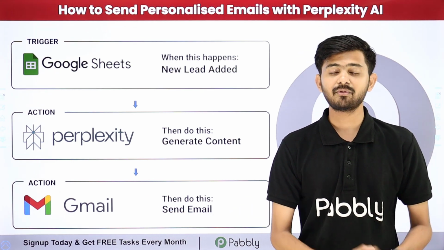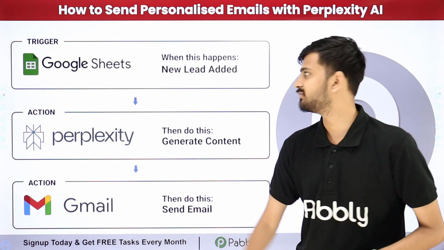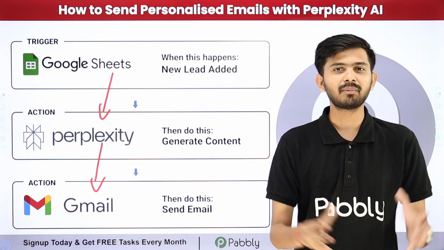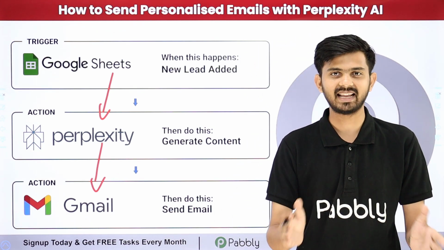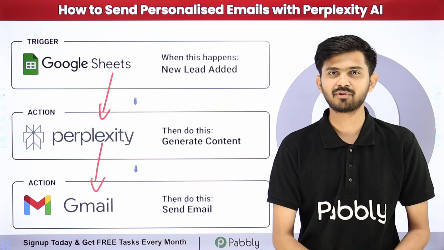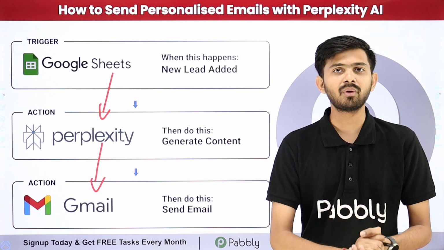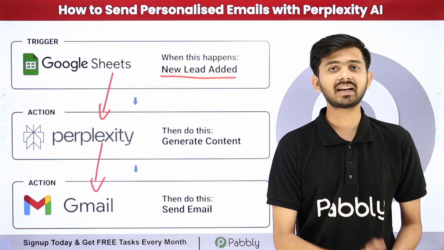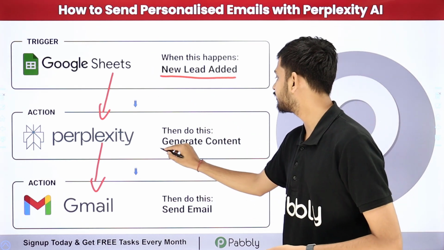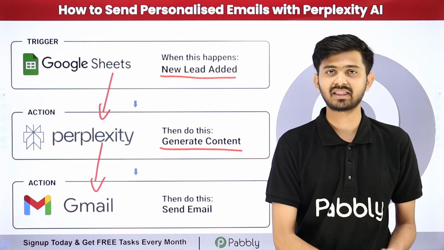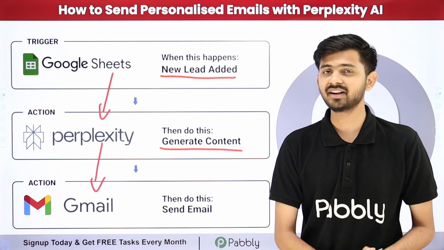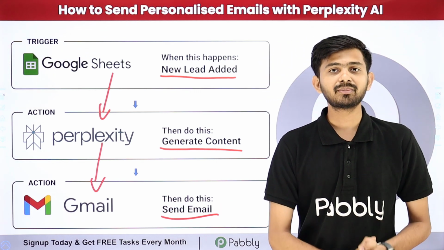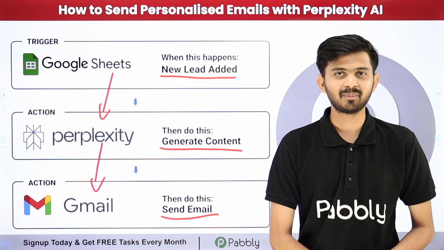So for my objective, I need to build a connection between Google Sheets, Perplexity AI and Gmail. For building this connection, I'm going to use Pabbly Connect. Pabbly Connect is an amazing software for automation and integration. Now with Pabbly Connect, whenever I add a new lead detail in my Google Sheet, then automatically, using those details, I'm going to first generate the content for my email by using Perplexity AI, and after generating that content, I'm going to send that email back to my lead. So how am I going to build this connection? For that, let me take you to my computer screen.